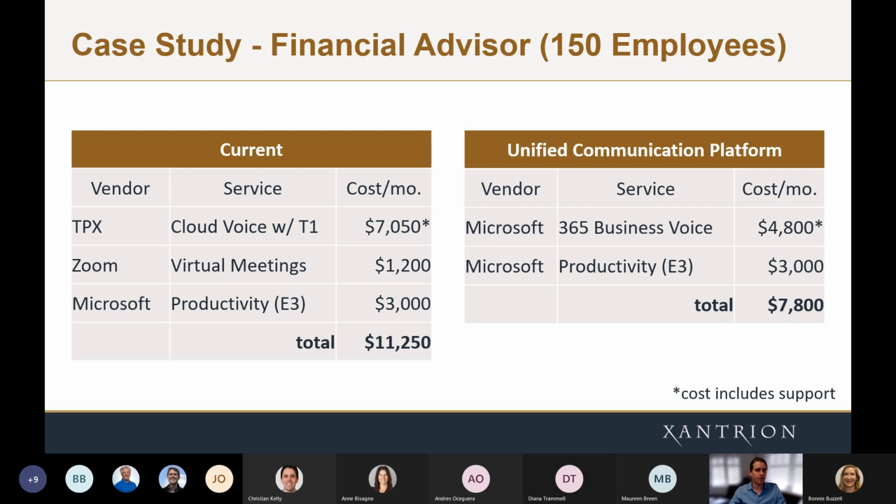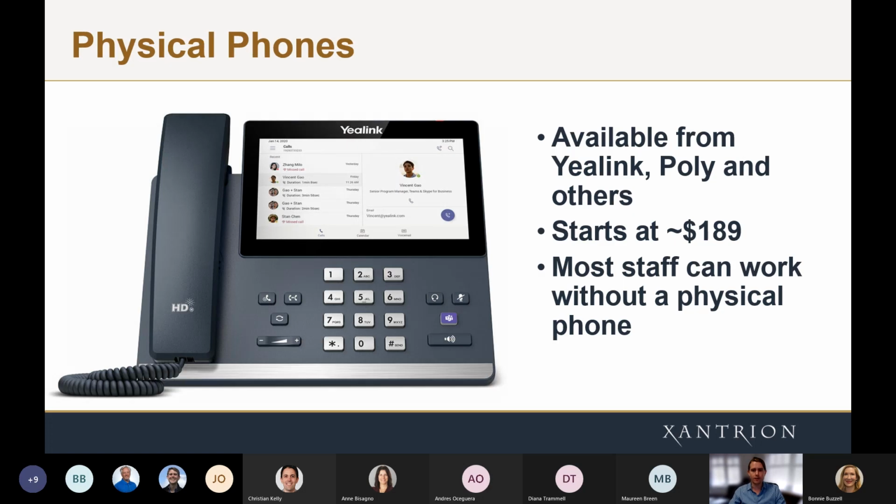And therefore, you can see there's a drastic cost savings here, around $3,500 a month. And in addition to the cost savings, you're also leveraging one platform going forward and having one support provider providing support for voice and IT. Seems like a win-win. So with that, I'd like to start talking a little bit about hardware. So let's talk about desk phones to start.